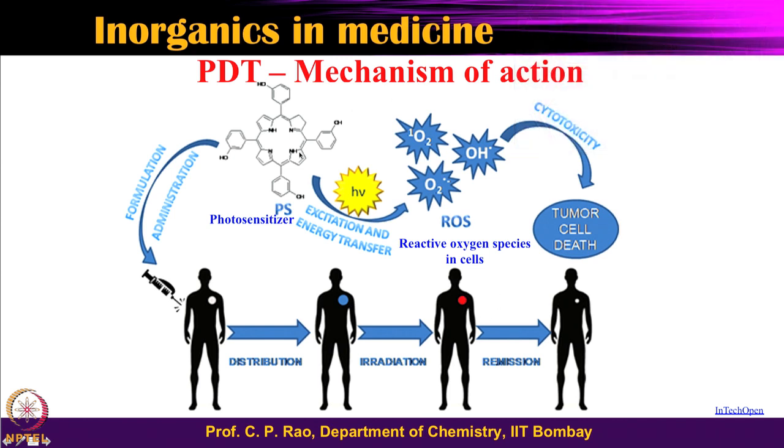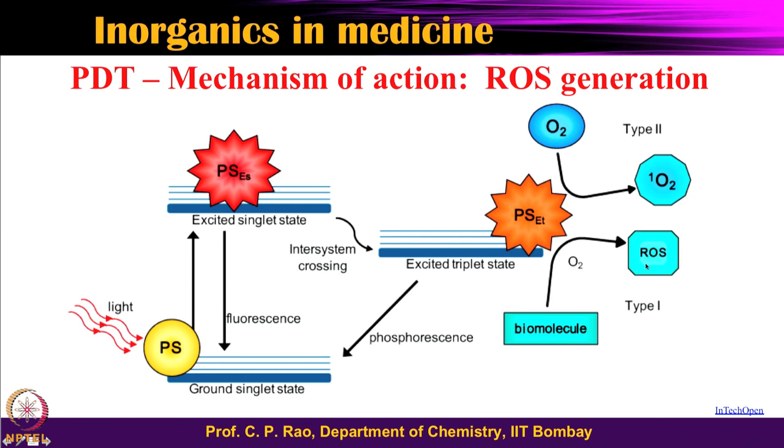And how does that happen? When this compound is inside and the light is shined, you see singlet oxygen, O2 minus dot, OH dot, all these kinds of reactive oxygen species, and those reactive oxygen species are toxic to the tumor cell, and the tumor cell dies because of that. So, same thing, let us look at the mechanism of how the ROS generates.